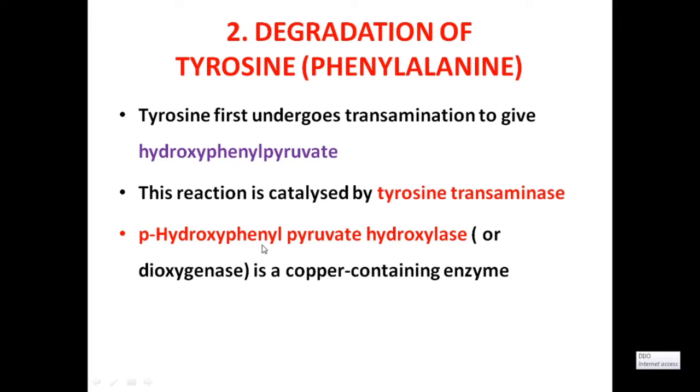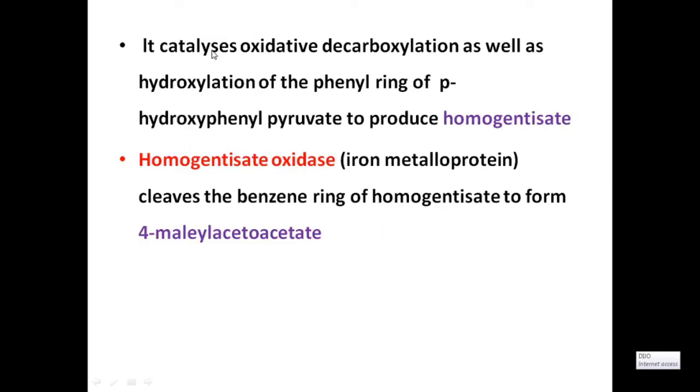And the second enzyme is hydroxyphenyl pyruvate hydroxylase, otherwise called dioxygenase. It is also called a copper containing enzyme. So what is the role of the enzyme? It catalyzes oxidative decarboxylation and hydroxylation. It is involved in two processes: one is decarboxylation, another one is hydroxylation.